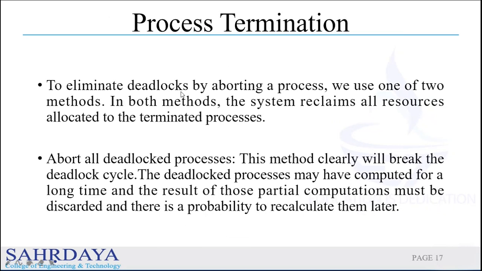About process termination. To eliminate deadlocks by aborting a process, we use one of two methods. In both methods, the system reclaims all resources allocated to the terminated processes. First, abort all deadlocked processes. In this method, clearly we will break the deadlock cycle. The deadlocked processes may have computed for a long time, and the results of those partial computations must be discarded, and there is a probability to recalculate them later.